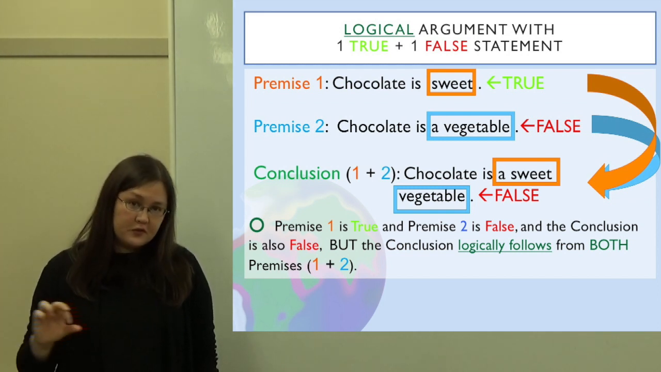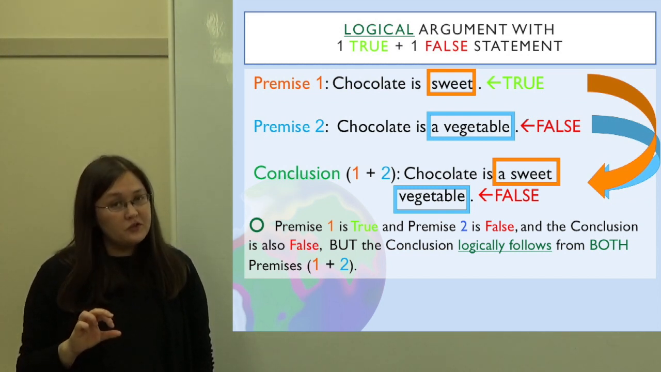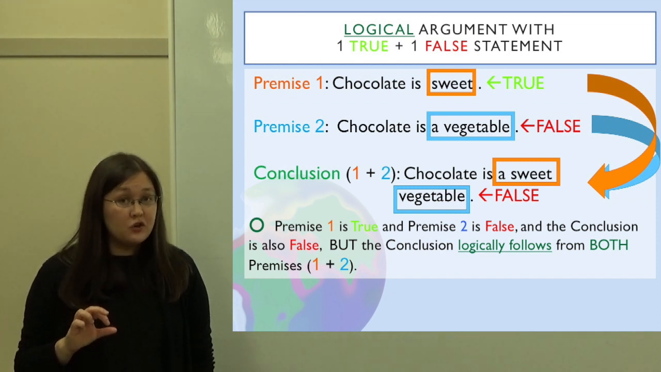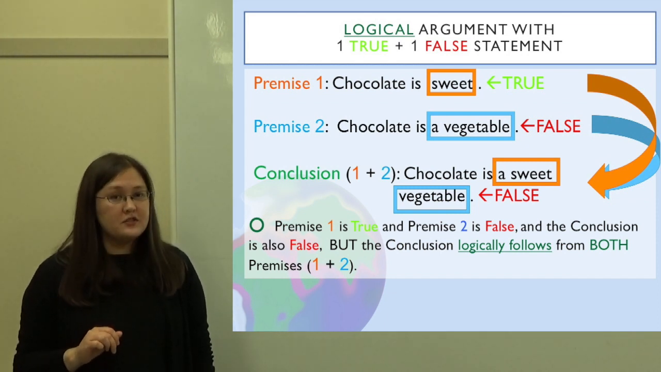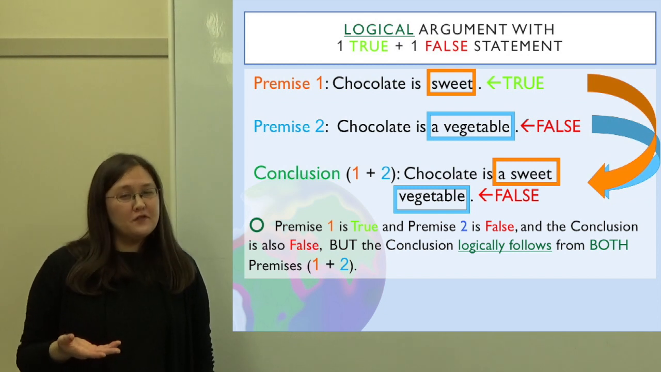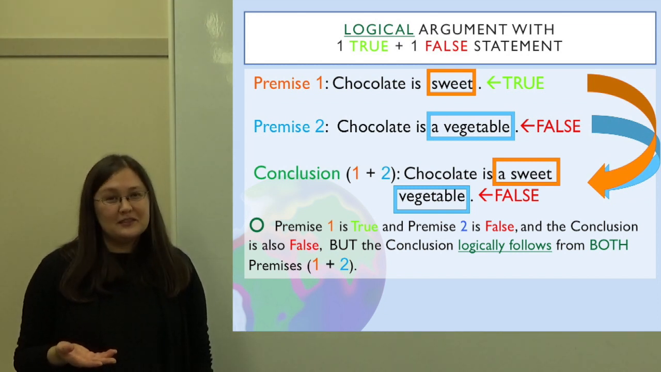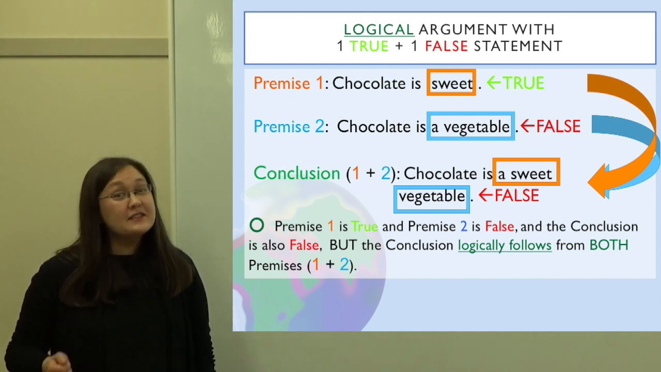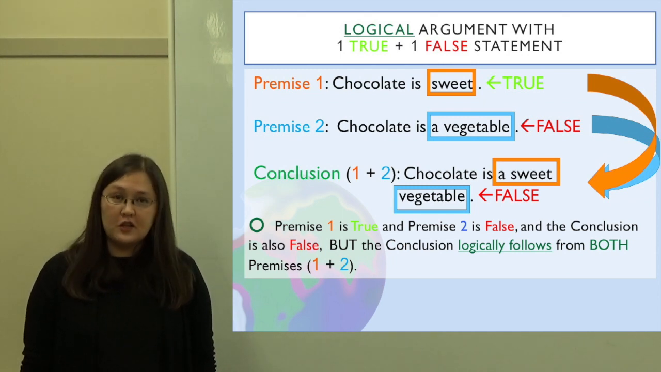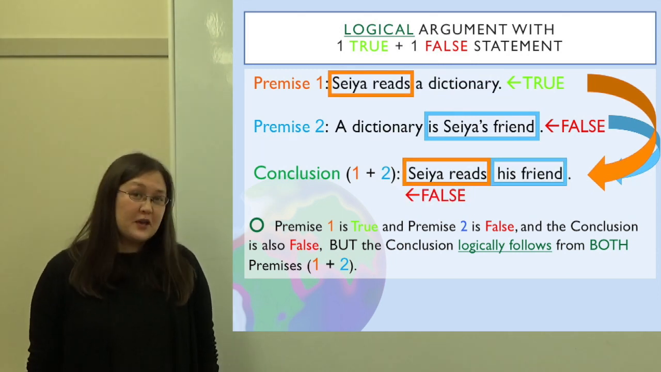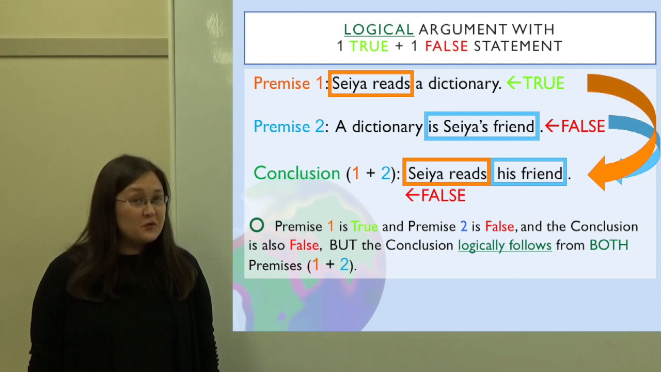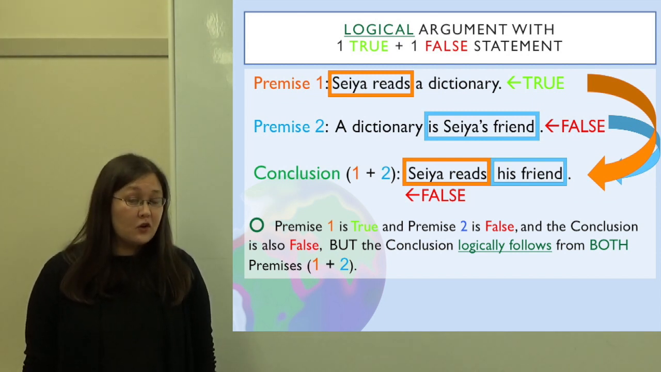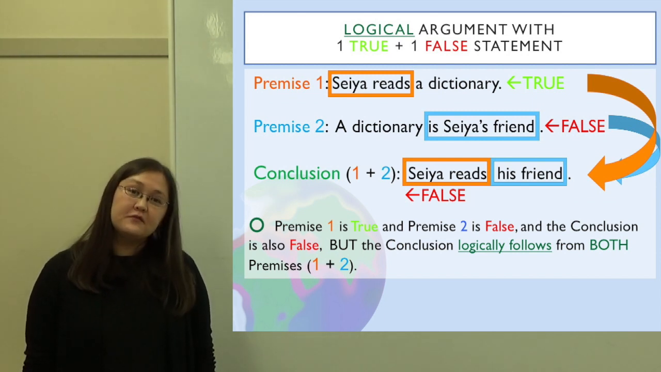But if we put both of those pieces of information into the conclusion, we can make a logical argument when we say chocolate is a sweet vegetable. It's false. In the real world, that's not true, but it is logical. It followed the rules of logic. Sometimes we can make fun and humorous examples by using 1 true statement and 1 false statement.